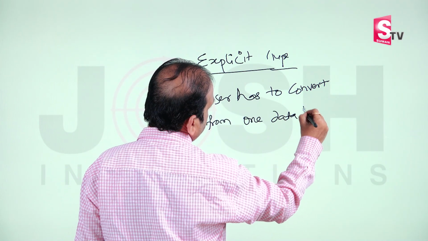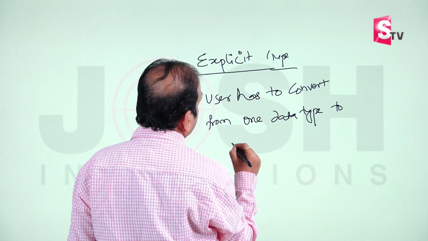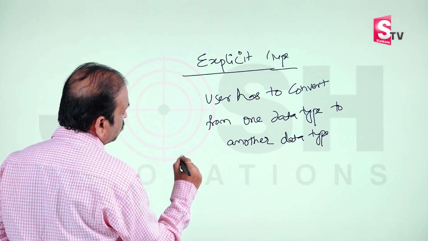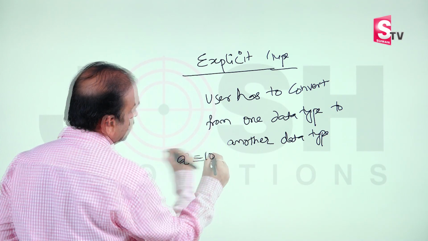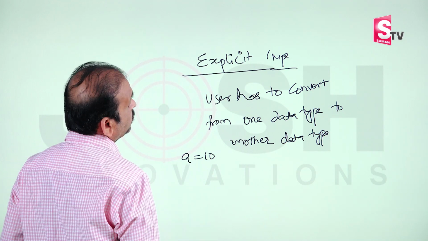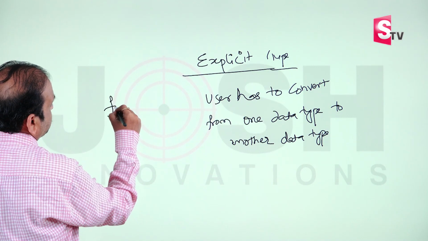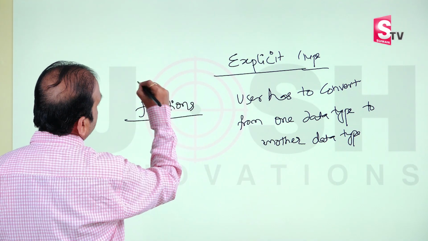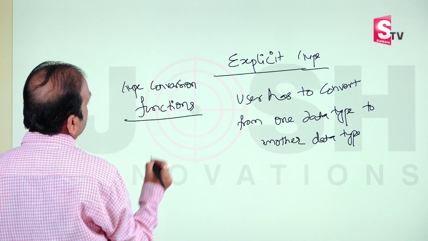Data type to another data type. It is called explicit type conversion. For example, I will declare one variable, a equals 10. I want to convert it to a floating point number. If you want to convert to another data type, we have some functions, called type conversion functions. Explicitly, they convert from one data type to another data type.